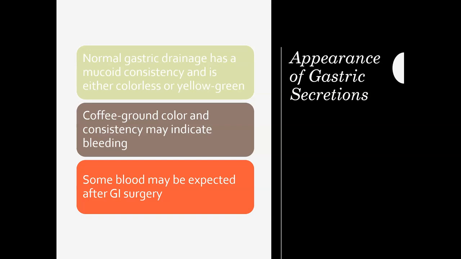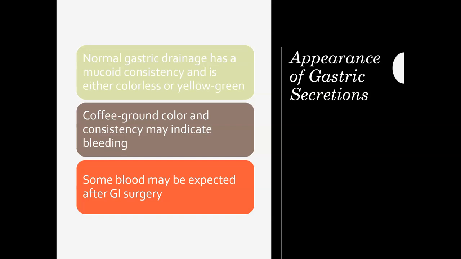Okay, just reiterating the appearance of gastric secretions. So normal gastric drainage has a mucoid, kind of mucousy consistency, and it's either colorless or yellow-green. Sometimes it is a brown color as well. It could be coffee ground, meaning it looks like coffee grounds and is a dark brown color.